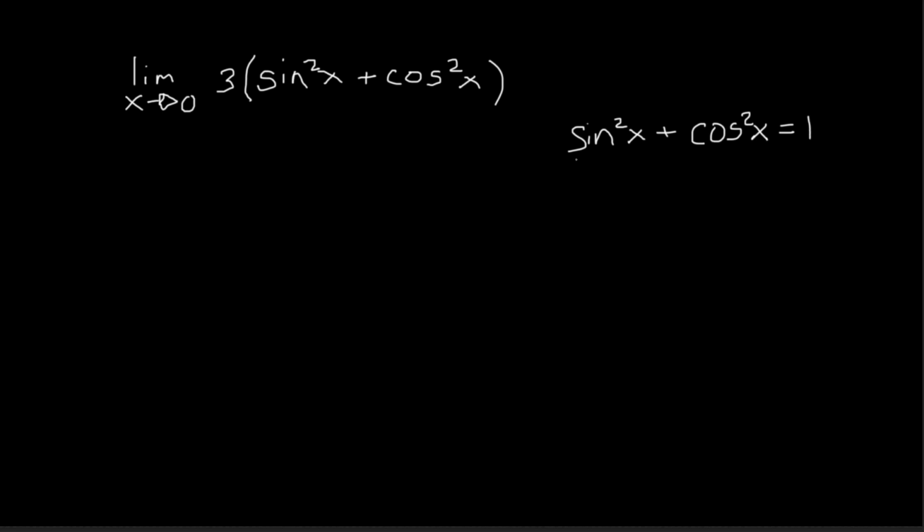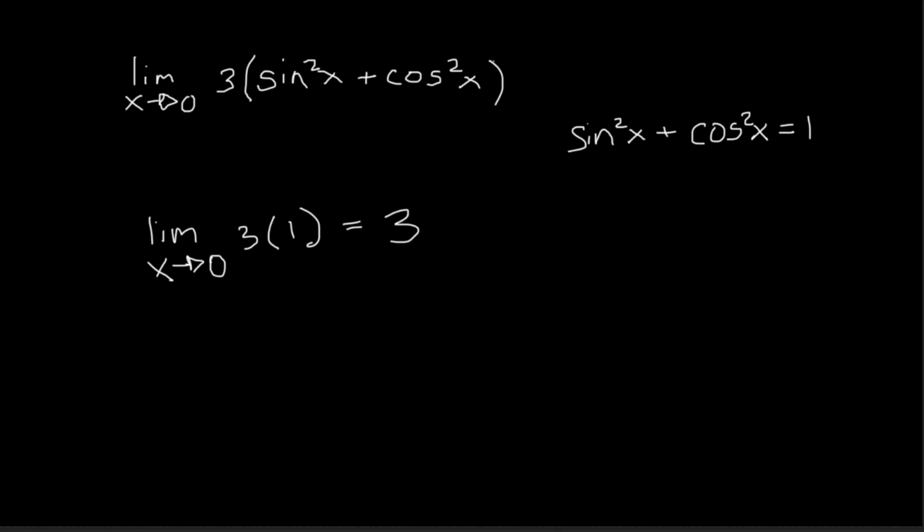And then what we can do is we can just plug in 1 for this whole thing here, and then this is the limit as x goes to 0 of 3 times 1 equals 3.